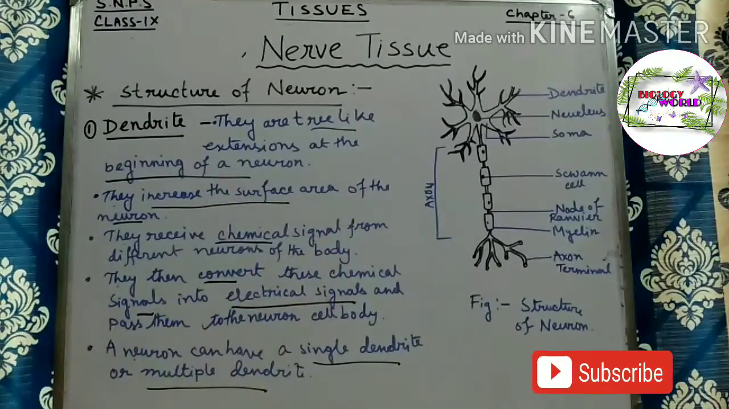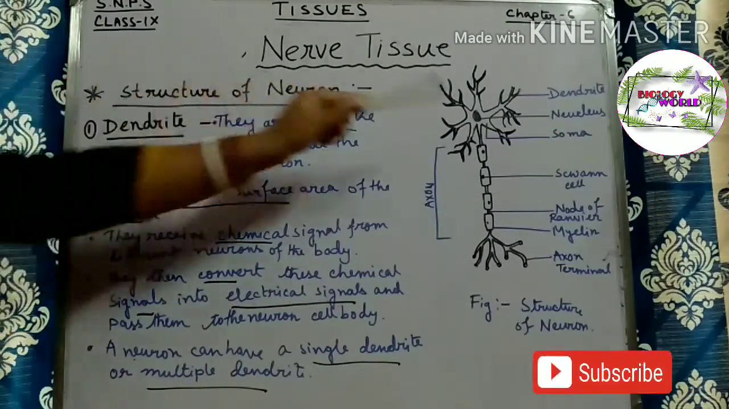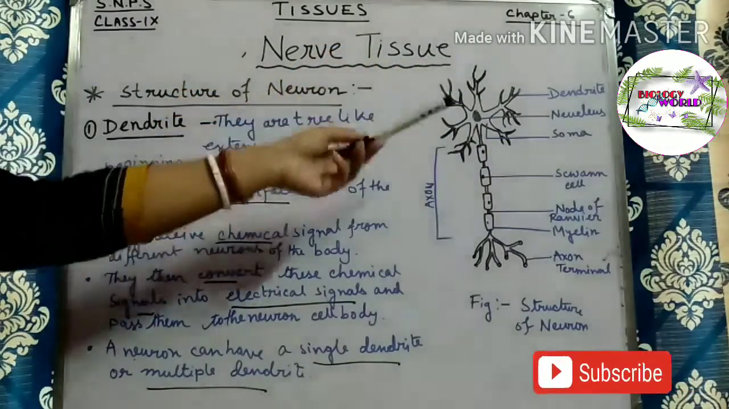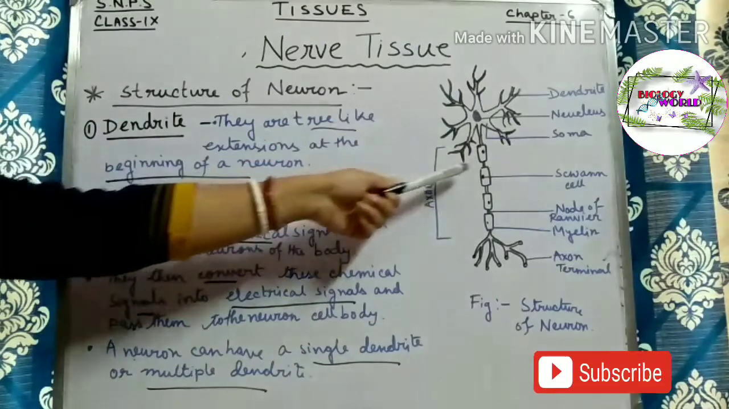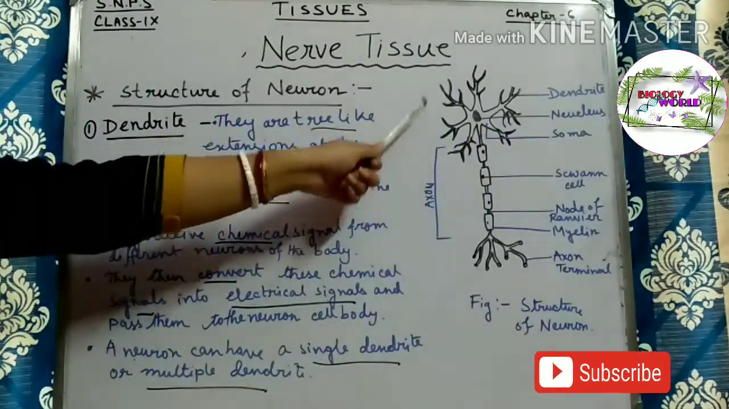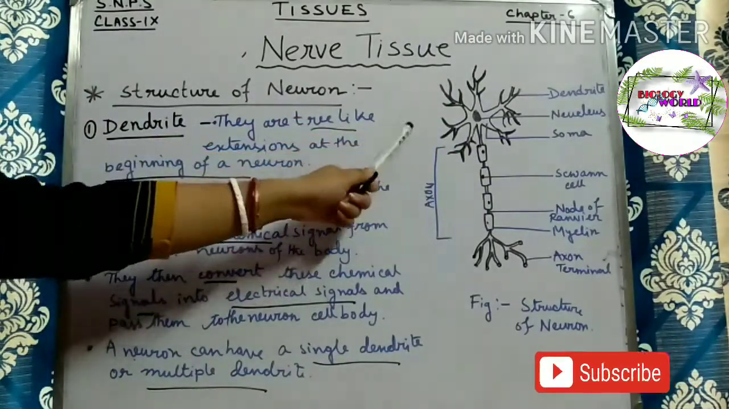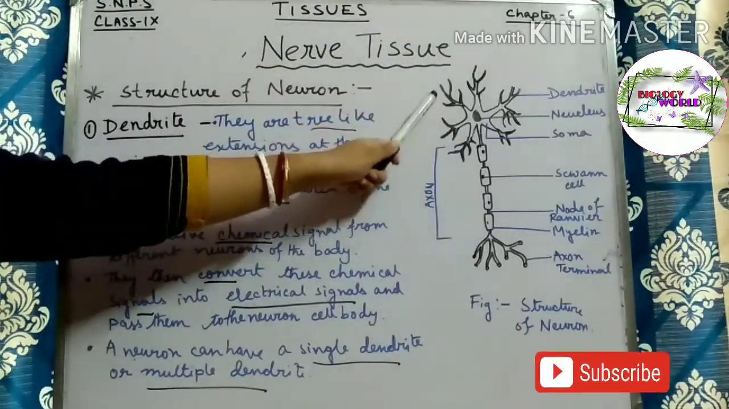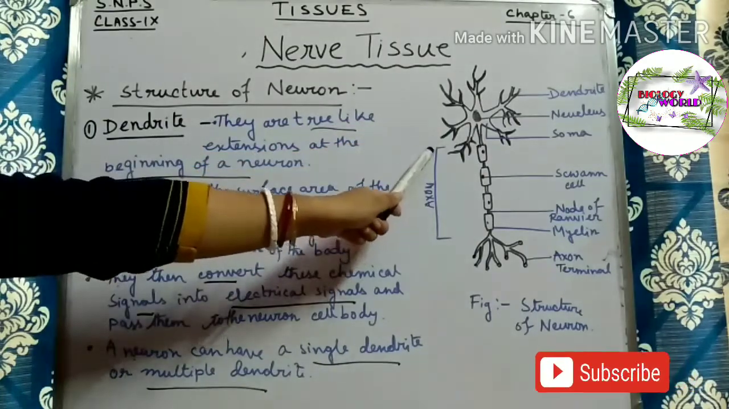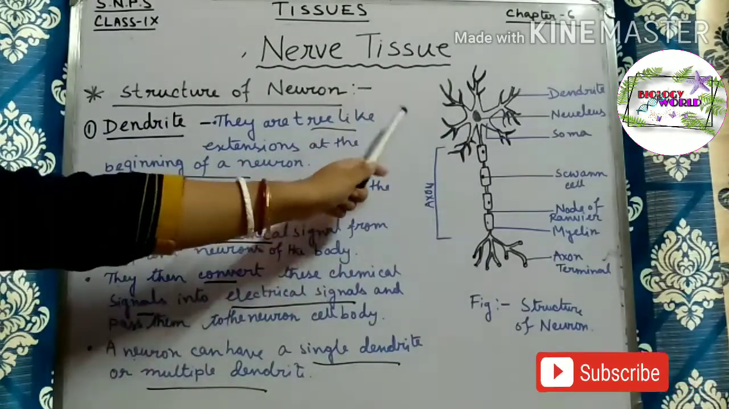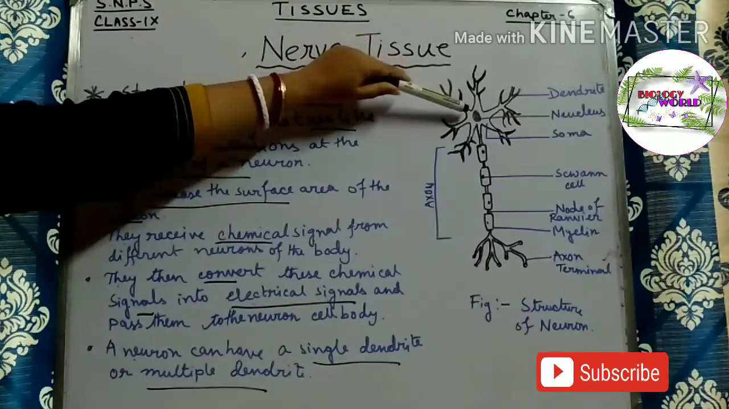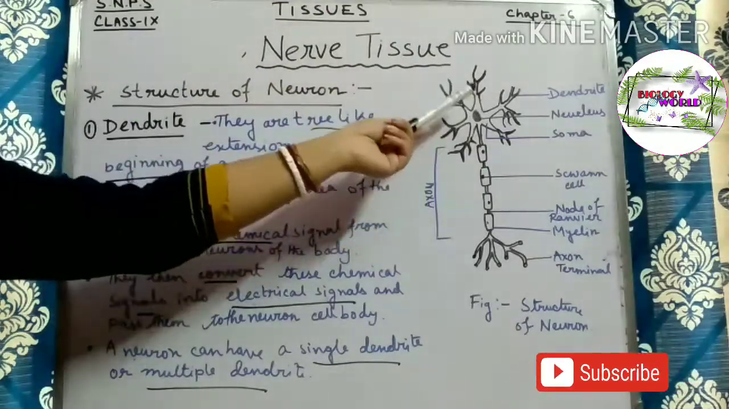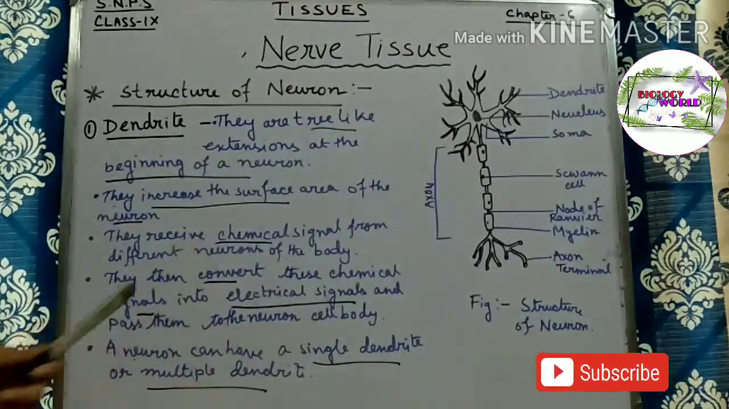So what have we seen here? This tree-like branch structure is known as the dendrite. It increases the surface area of the neuron because of its tree-like extension. They receive chemical signals from another neuron, convert these into electrical signals and then pass them to the cell body. The neurons can have multiple dendrites or a single dendrite. So this was the structure of the dendrite.